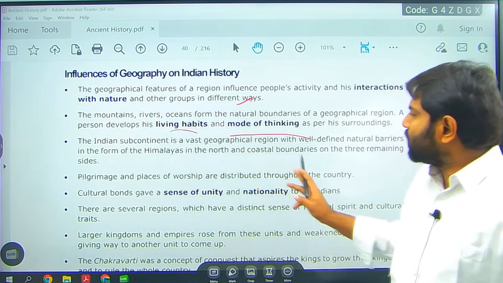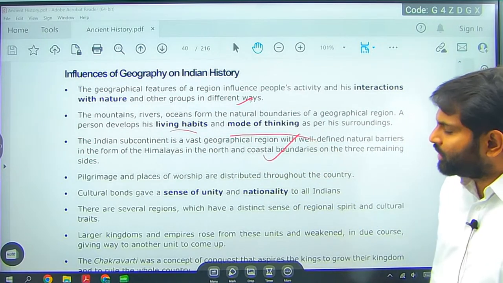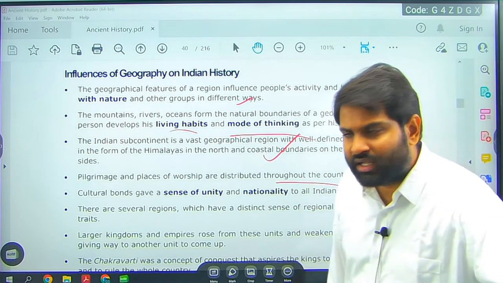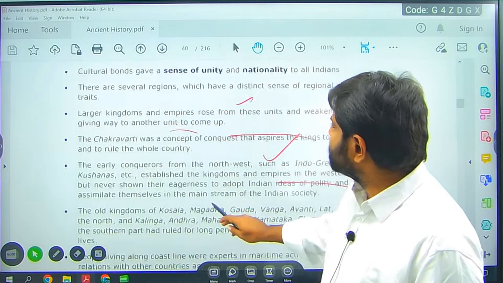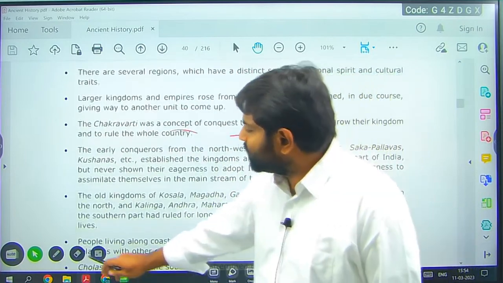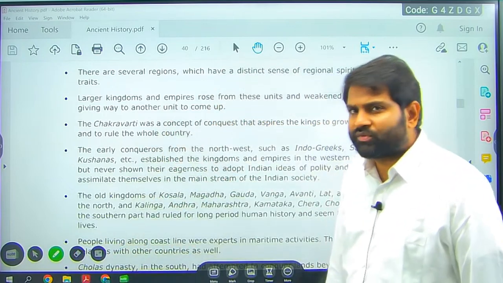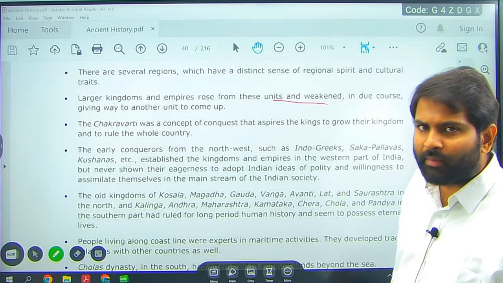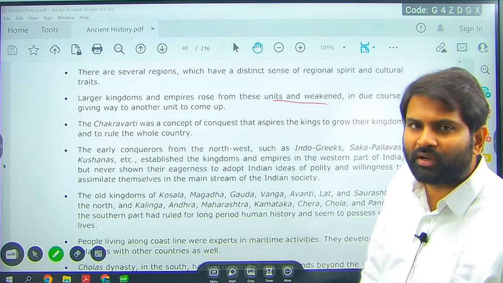The Indian subcontinent is a vast geographical region, and when defined, it has natural barriers in the form of the Himalayas in the north and coastal boundaries on the three remaining sides. Pilgrimage and places of worship are distributed throughout the country. A sense of unity and nationality is there in India through the cultural bonds from ancient history. There are several regions which have a distinct sense of regional spirit and cultural traits. Larger kingdoms and empires rose from these units and weakened in due course, giving way to another unit to come up. So the cultural bonds, the feeling of this particular nationality, is there because of the value system which they derived from this particular culture.